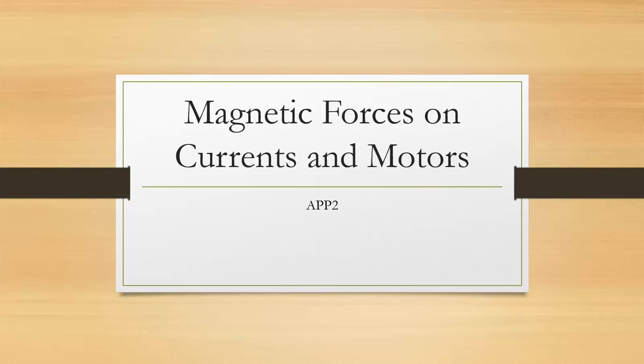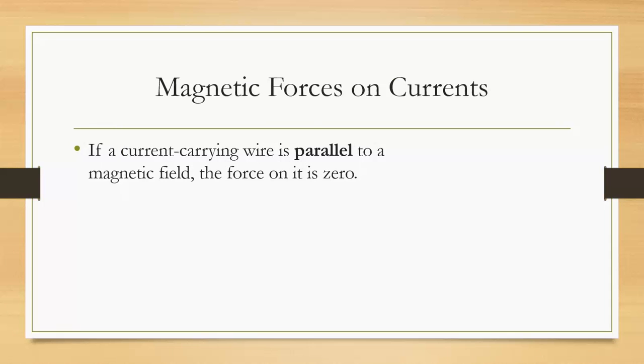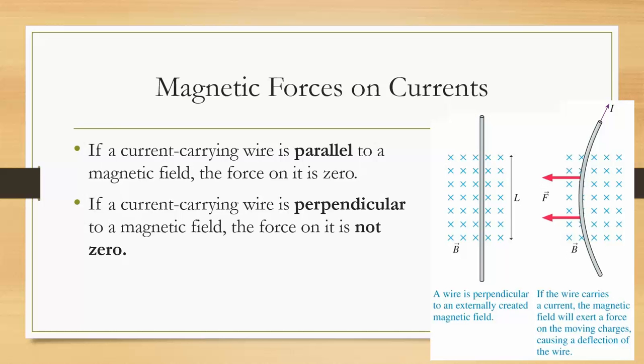In this lesson, we're going to talk about magnetic forces on currents and also how it applies in electric motors. So, if a current carrying wire is parallel to a magnetic field, then the force on it is going to be 0. But if a current carrying wire is perpendicular to a magnetic field, the force on it is not 0. So if we have this current and a magnetic field going into the paper, it will feel a force going to the left.